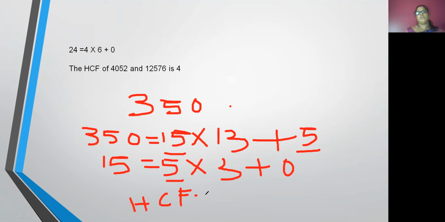The HCF is what here? 5. Is there anyone having a doubt? I hope you all understood. Very good, students. So we can move on to exercise 1.1. You can complete exercise 1.1 in your classroom.